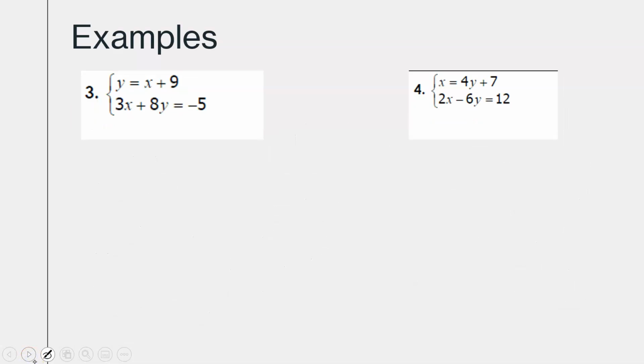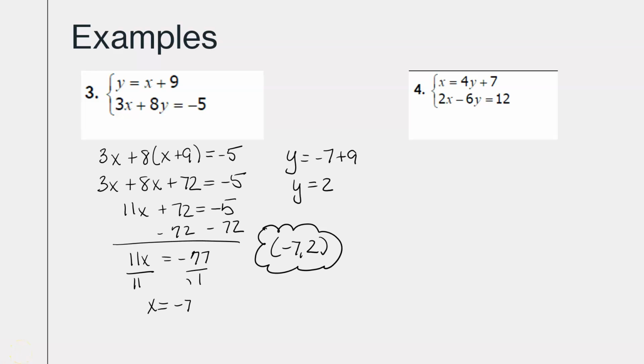I want you to try number 3 on your own. So when you have solved number 3, your answer is the coordinate negative 7 and 2, that ordered pair. So if you look at number 4, this time x is isolated. It doesn't always have to be y. You just have to make sure you're plugging it into the right place.